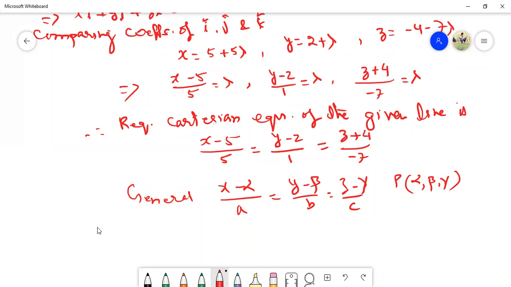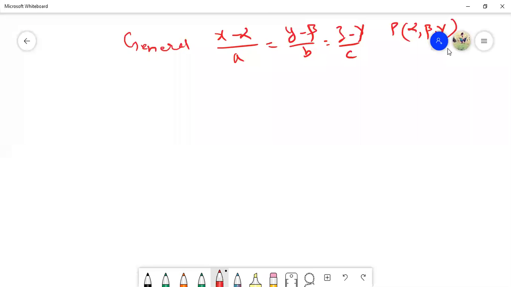So in general, you just have to write the formula and substitute the values, and in order to convert into the Cartesian form, you have to equate, or compare the coefficients of i, j and k. What are the DRs of the x-axis?